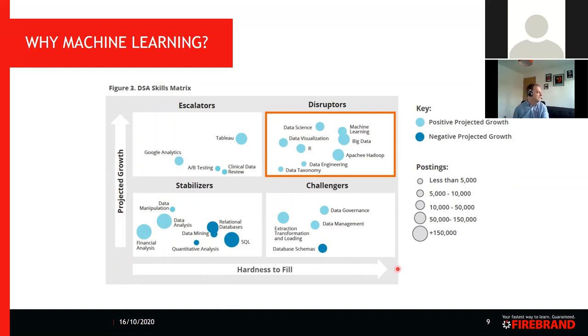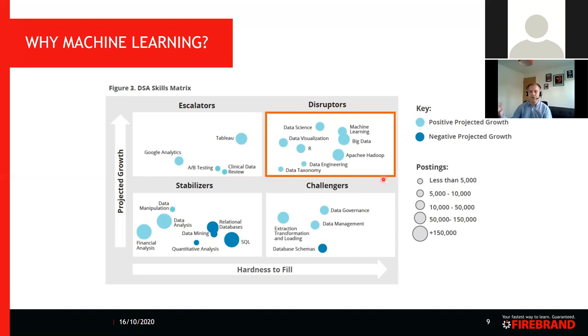And you know, simple capitalism says supply and demand. And so if there is a huge demand and not a great deal of supply, then there might be a lot of money to be made within data science, which may well suit some people, definitely. So IBM in 2017 took a really strategic view in terms of where data science is moving. And their view was that data science and data visualization and the use of R and machine learning and big data and Apache Hadoop and data engineering and data taxonomy, they were the key skills that data scientists are going to need in the future.